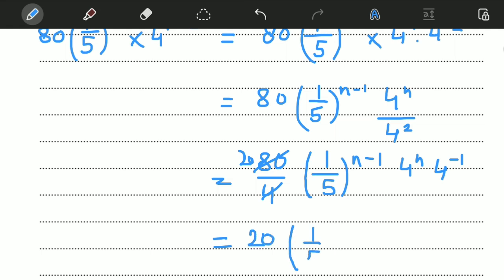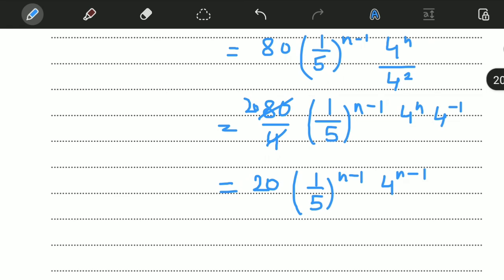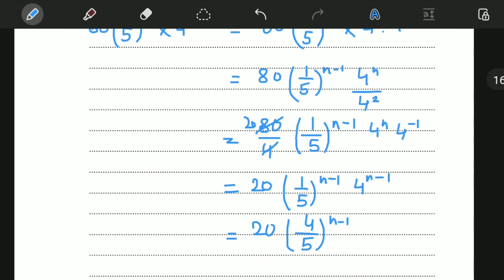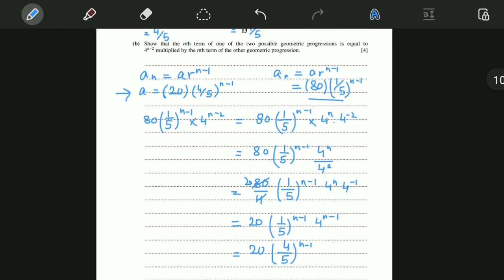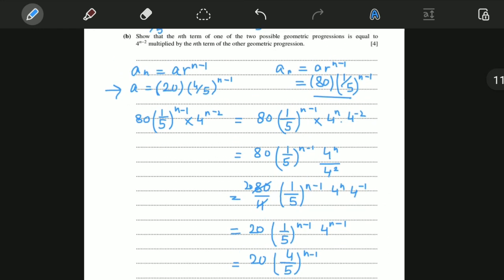1 by 5 power n minus 1 and 4 power n minus 1. So if both have the same powers, we can write them together. So it will be 4 by 5 power n minus 1. Okay, so that's it. This is all about your part B.